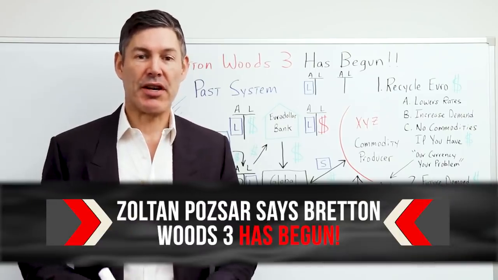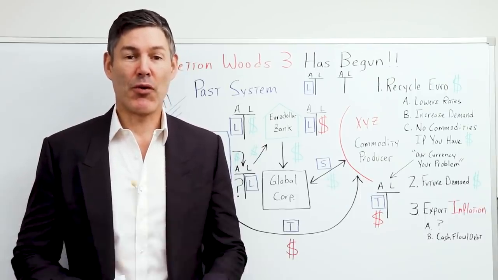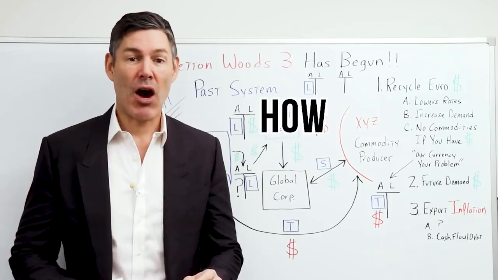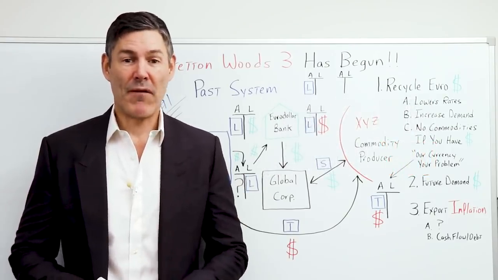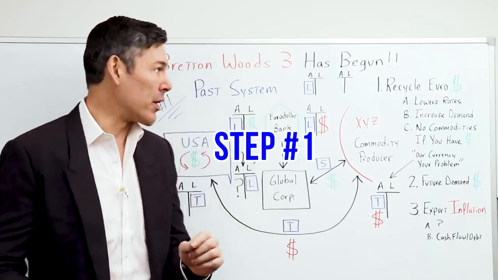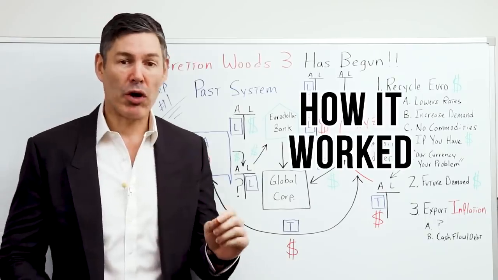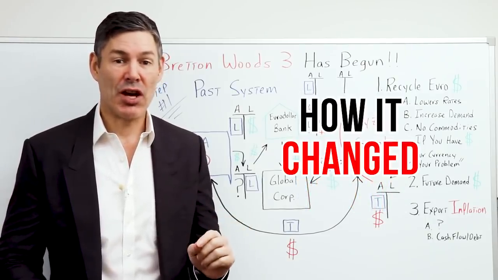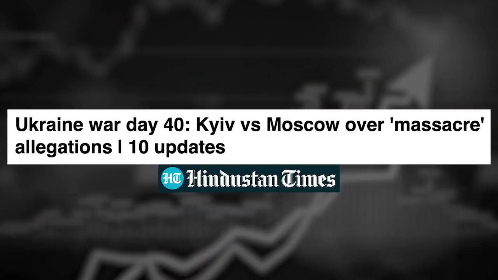Zoltan Pozsar says Bretton Woods 3 has begun. I'm going to reveal how the global monetary system has changed and how it will affect you in 3 simple, fast steps. Step number 1, let's go over the past system, how it worked before, and then we'll discuss how it changed about 30 days ago when Russia invaded Ukraine.